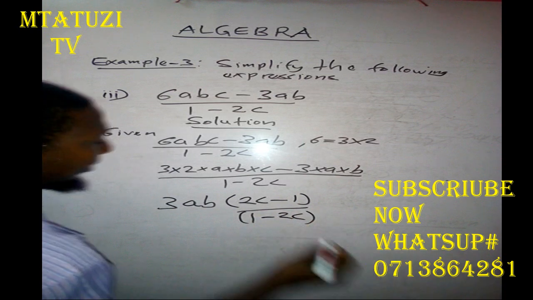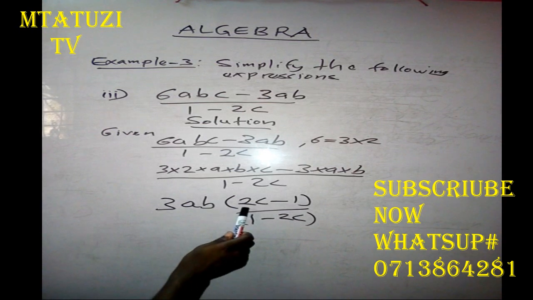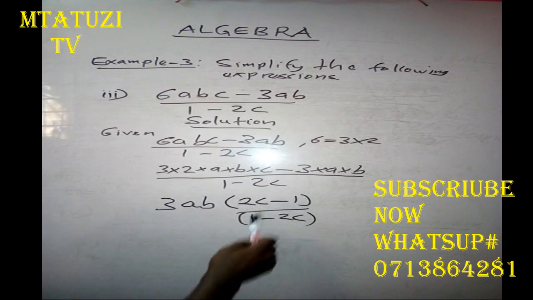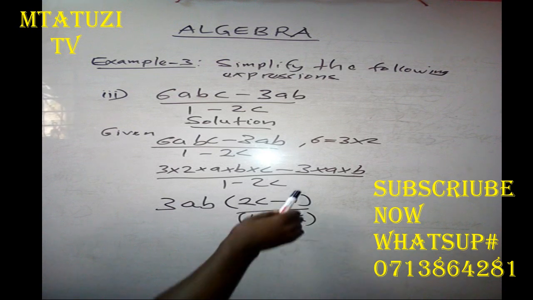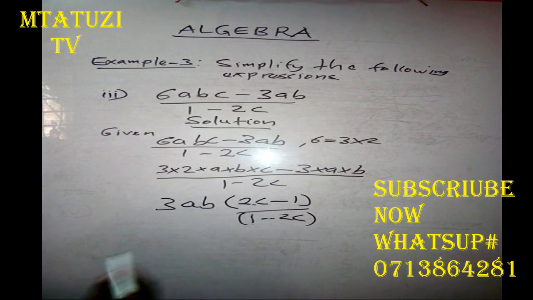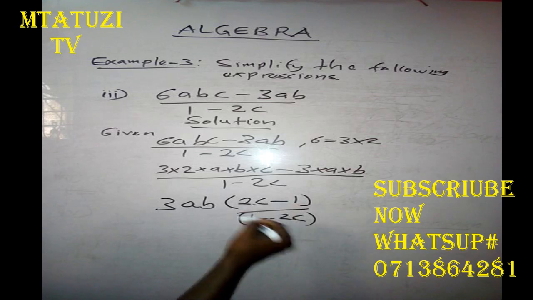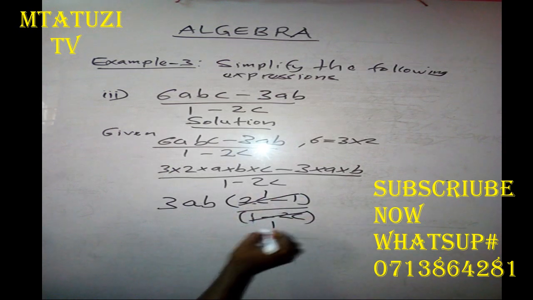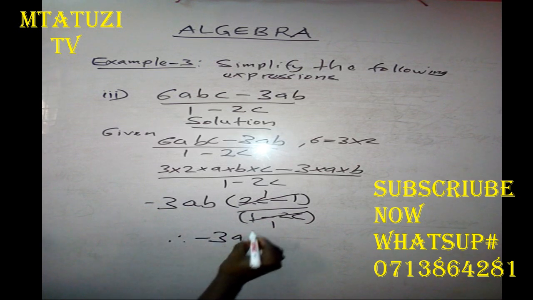You see, this is different from the previous example. Now you see there 2C minus 1 over 1 minus 2C. They are the same, but they're in reverse order. So since they're in reverse order, when you cancel, they cancel each other, but your answer will be a negative number. So when you cancel this one by 1, this one by 1, here becomes negative. Therefore, your answer will be negative 3AB.